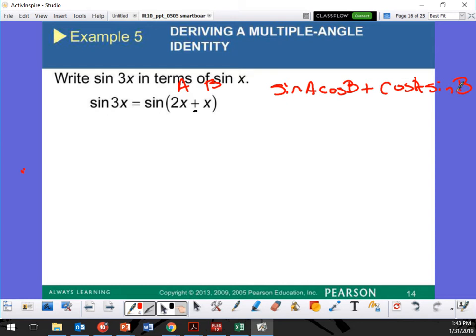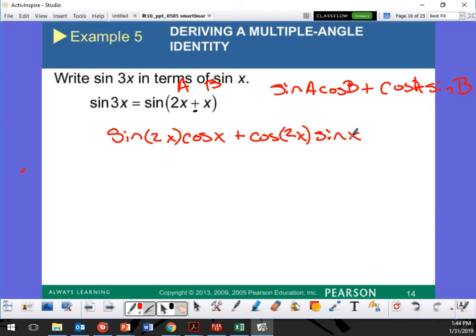We're going to put that together and try to isolate this. So let's go ahead and try that. That's going to give me sine of 2x and then cosine of x plus cosine of 2x and then sine of x. Okay, I did that right. Oh, wait. It's sine A, cosine B, then cosine A, and then sine of B. A and B. This is from last section.